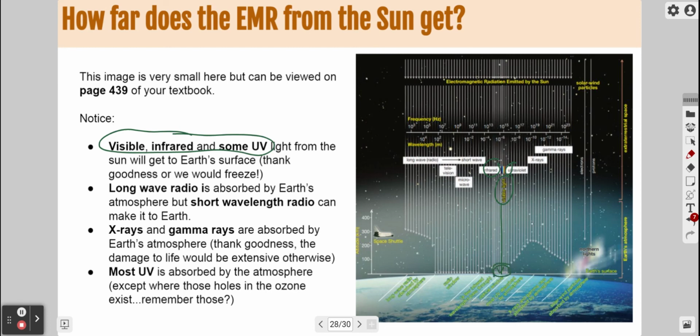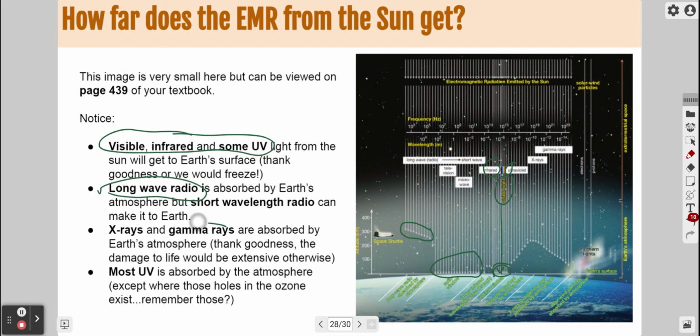But there's quite a big range there that does not get to Earth. So X-rays are blocked off, gamma rays, thank goodness, ultraviolet, most of them are as well. So what about long wave radio? It's absorbed by Earth's atmosphere as well. So here's the long wave radio areas. But shortwave radio, you may have heard, like my grandpa had a shortwave radio to communicate with people all over the world. And shortwave radio can make it to Earth and go through the atmosphere.